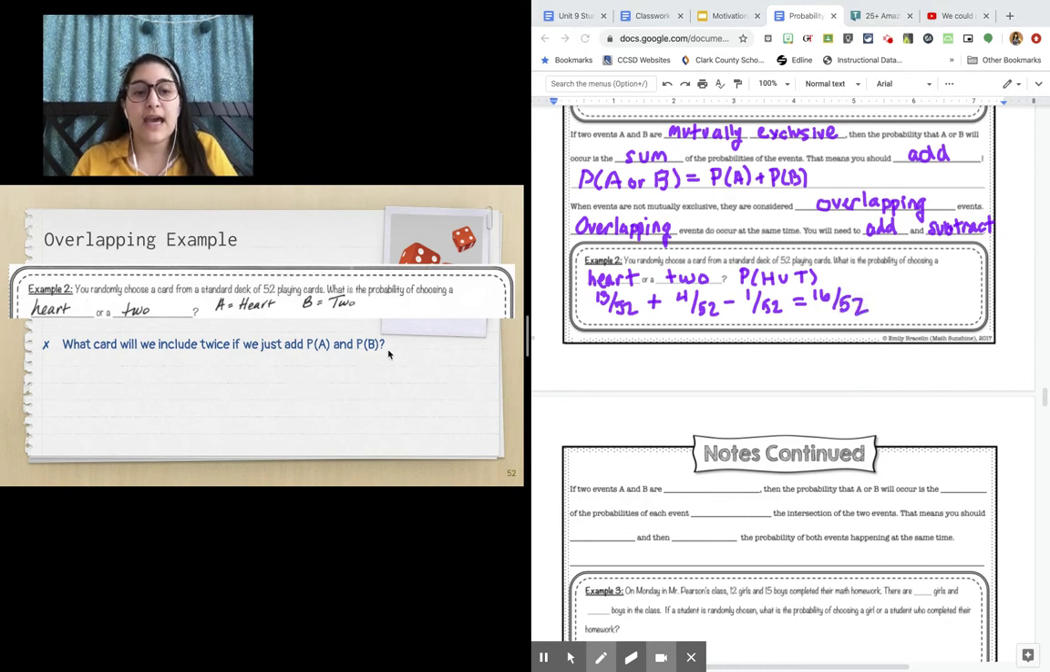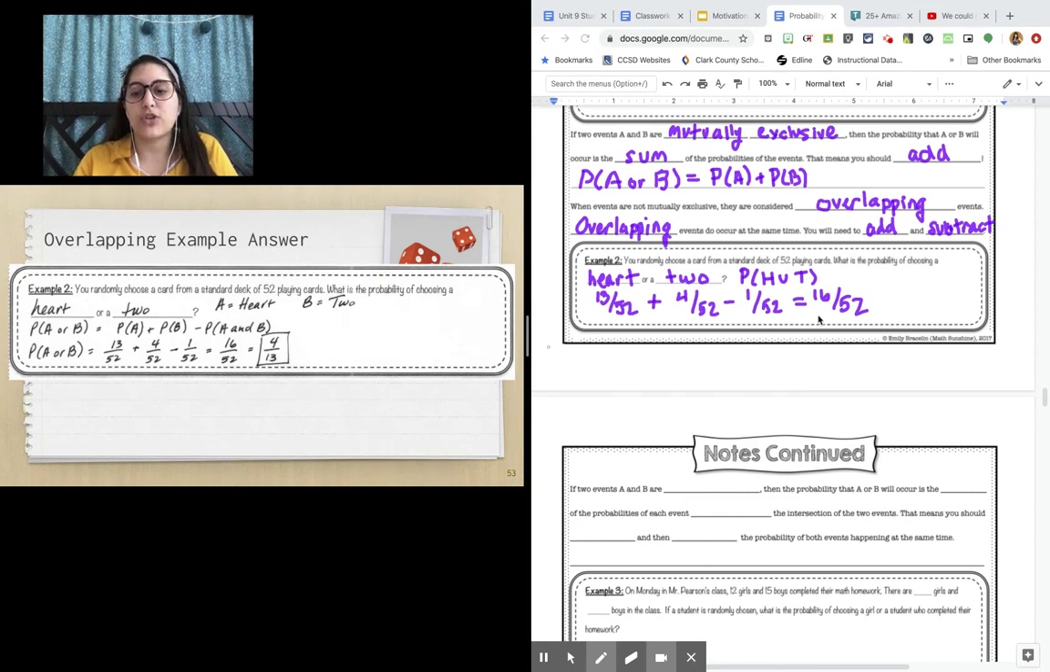And then again, we do want to try to reduce the fraction. So 4 is the common factor again in this problem. So 16 divided by 4 is 4, and then 52 divided by 4 is 13. So we have a 4 in 13 shot of picking a card out of the deck and saying that it's either a heart or a 2. Now it could be both. It doesn't matter if it's both. That's one of the things about or probabilities.